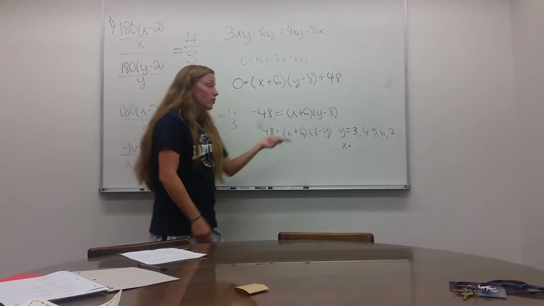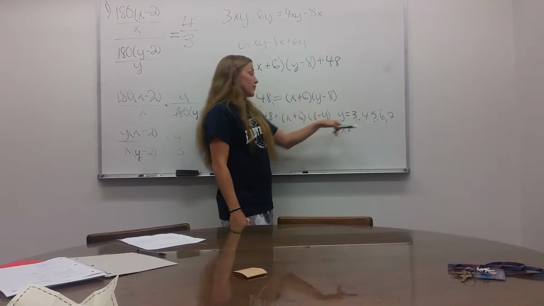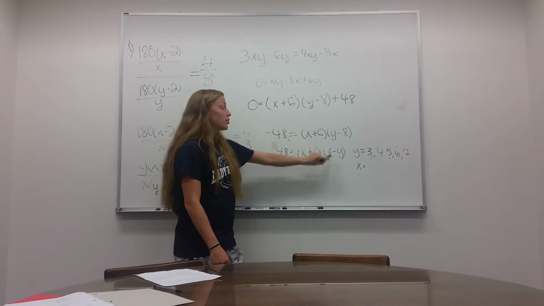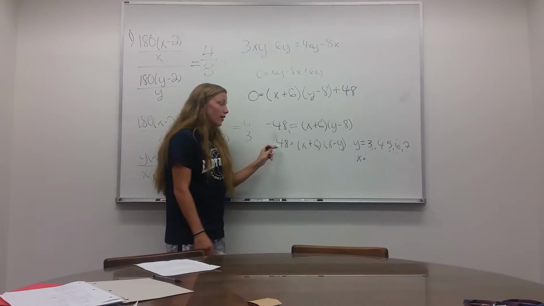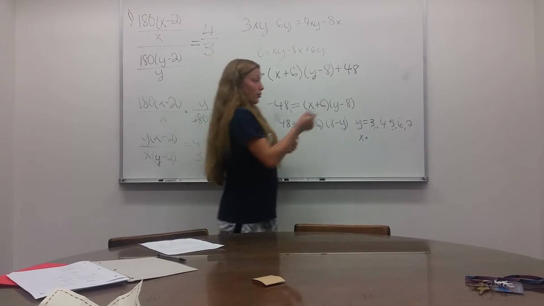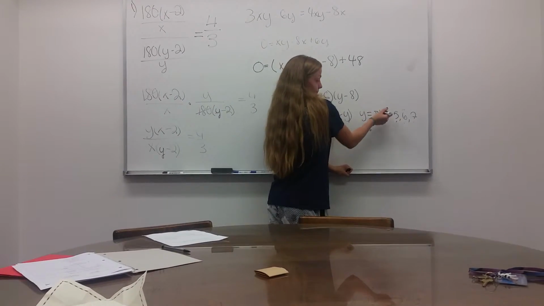So to start, we're just going to plug in the first number we have, which is 3, into y. So we have 8 minus 3, which is 5. And then you're going to divide 48 by 5, and that's going to give us a decimal, which we don't want, because that's not a regular polygon.